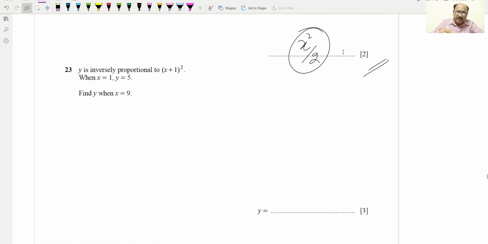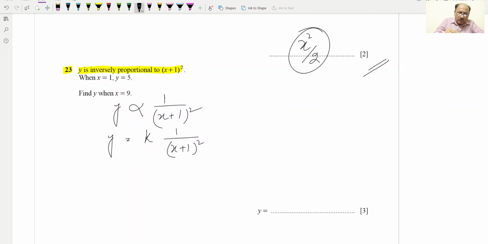Now proportionality question, which is question number 23 directly. This is inversely proportional. So y is inversely proportional to x plus 1 squared. So this is how we are writing. Now we can change the proportionality sign into an equality sign, and this will be k into 1 over x plus 1 squared. Now they are saying when x is equal to 1, y is equal to 5. We will replace these values.